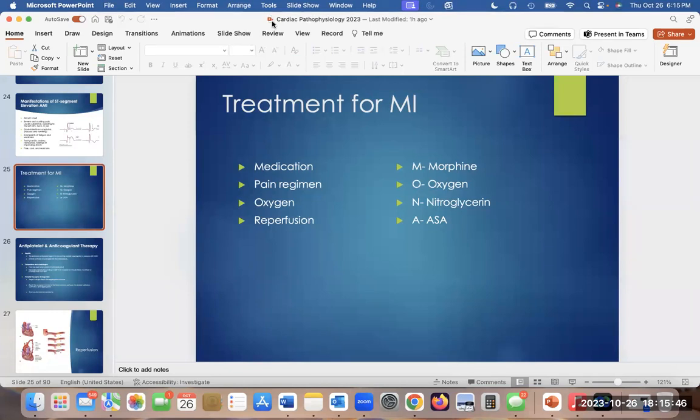So they have a mnemonic called MONA, which would be good to memorize, but it's not in order of priority. Priority would be oxygen, nitroglycerin, then morphine, because oxygen is what we need. And if that's a test question, I would put oxygen.